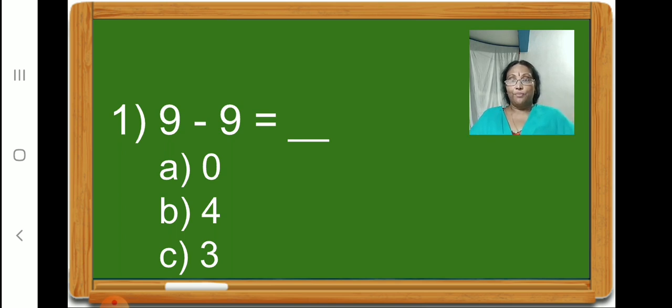Children, remember, subtracting a number from itself always gives 0. Therefore, children, the answer is 0. Now, let us select the correct option A, 0.